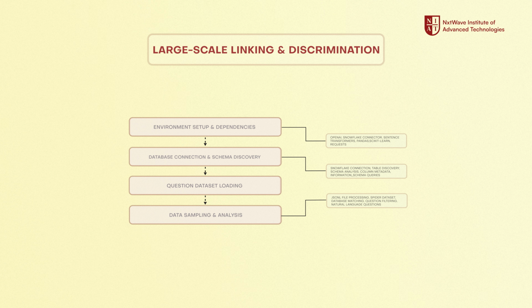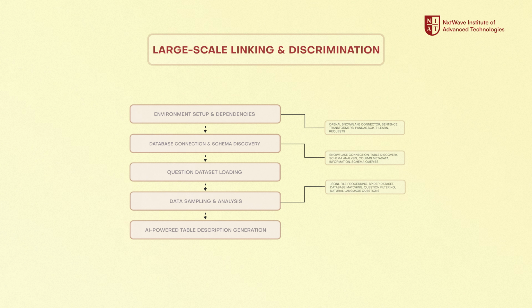Then we'll get into the database connection to Snowflake and the schema discovery of that particular dataset. Then we'll look at this question dataset and the specific question that we are going to handle over here. Finally, we'll do data sampling and analysis. We'll look at the JSONL file processing, the Spider dataset, the database matching, the question filtering, and the natural language questions. Then we'll proceed to the AI-powered table description generation.